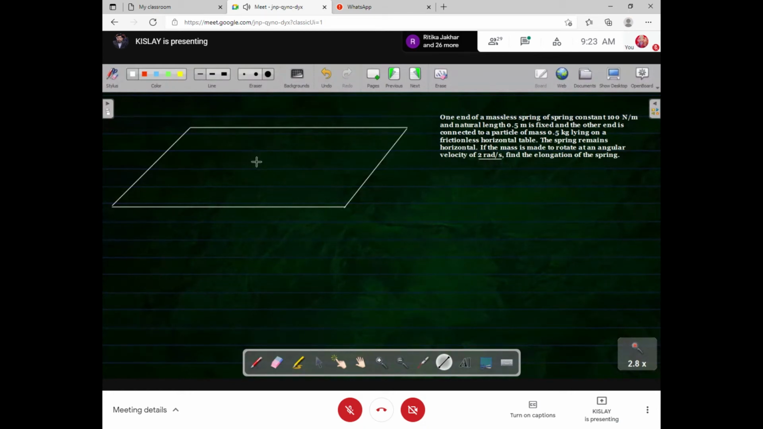See, there is a spring. Its normal length is L. Suppose it is L. And I am marking here L naught. And when it is rotated, it is stretched by a length X. Suppose this is the X stretching. Rotate करेंगे तो बाहर की तरफ force लगेगा, that will be stretched. And here the bob is rotating in this horizontal plane in this way.